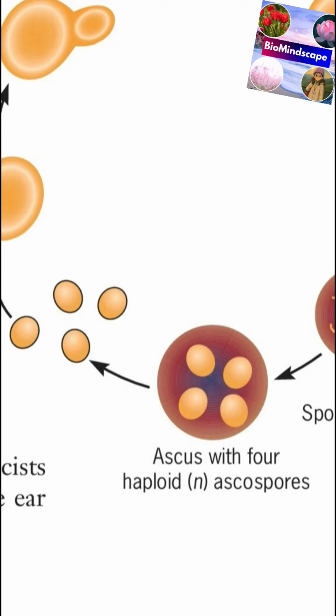Now it is a very important point here. Yeast belongs to the ascomycetes, and each spore is called an ascospore, and the structure is called the ascus.